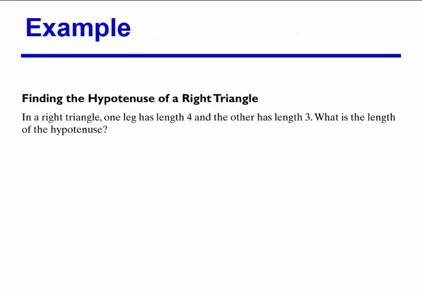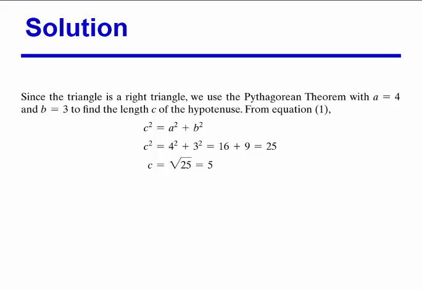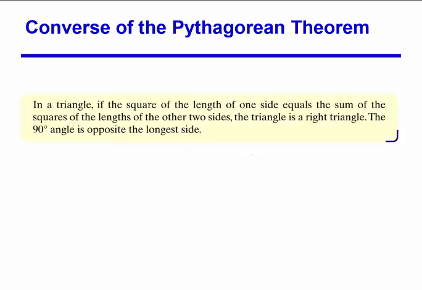Now, to find the hypotenuse of a right triangle. In a right triangle, one leg has length 4, the other has length 3. What is the length of the hypotenuse? So we can go ahead and use the theorem with A equal to 4 and B equal to 3. So we know that C squared is equal to A squared plus B squared. We input the values that we have, and we get that C squared is equal to 25, and C is equal to the square root of 25, which is 5.